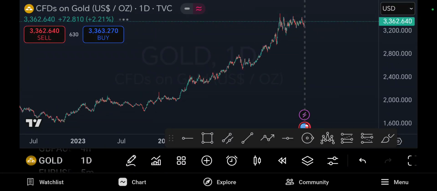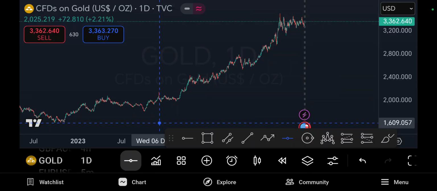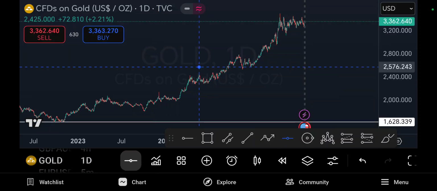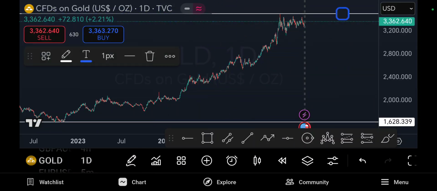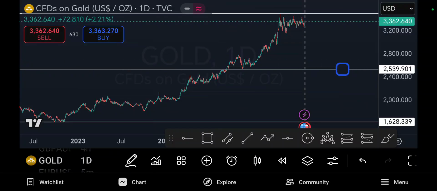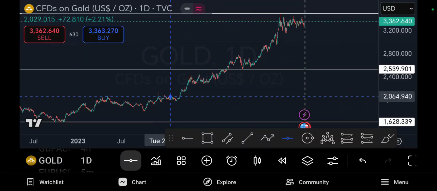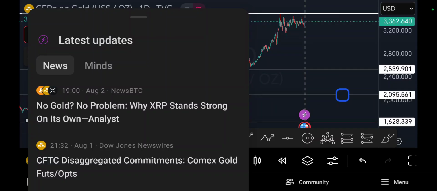The daily time frame, same story. This is our lowest low, our highest high. Then we mark out zones where, when the market reaches, it reacts.